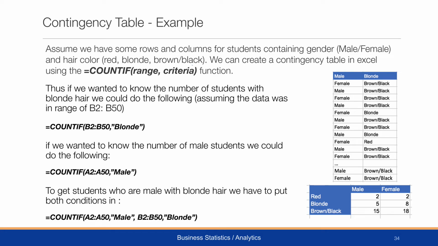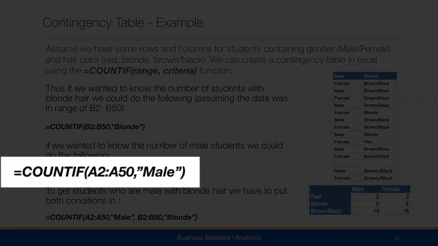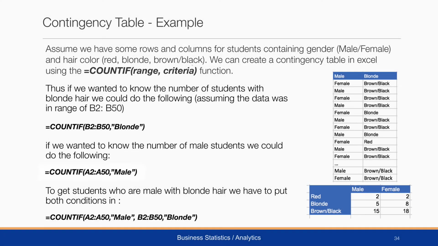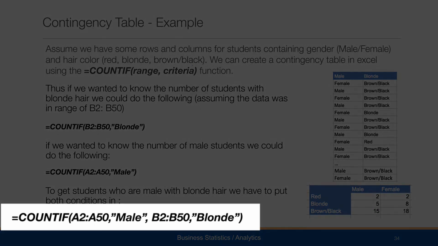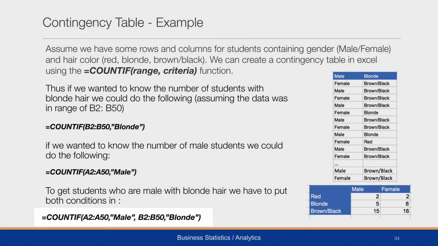If we wanted to know the number of male students, we could do the same thing with COUNTIF, but we'll count the A column. To get the students who are male with blonde hair, we have to put both conditions in, and it looks like this: COUNTIF, A2 to A50 is male, and then it would be an AND in your mind here, B2 to B50 as blonde. And it would give us the appropriate numbers.